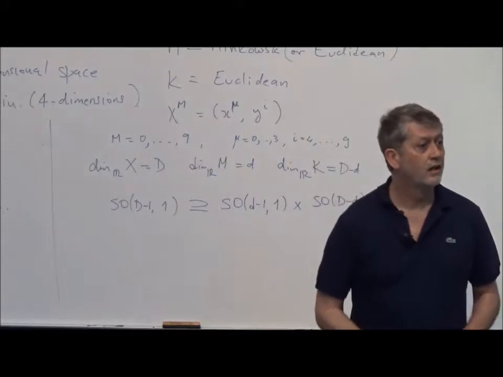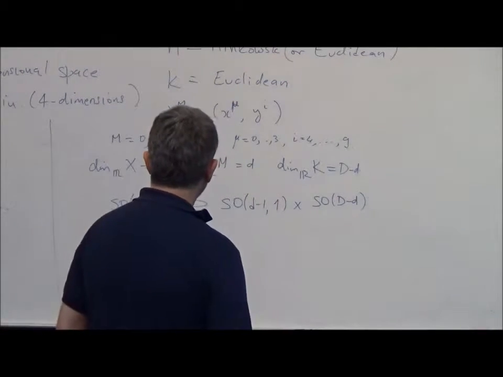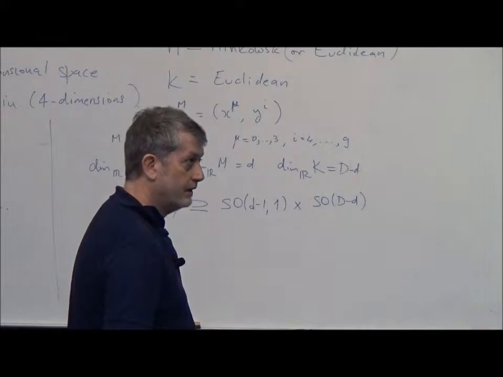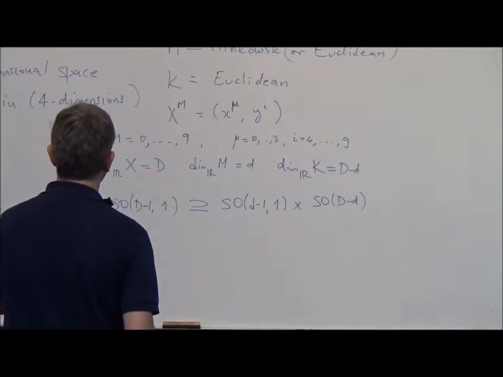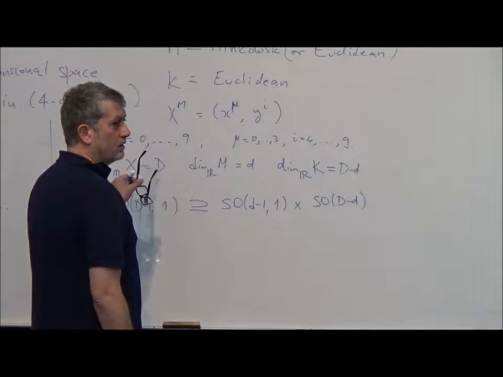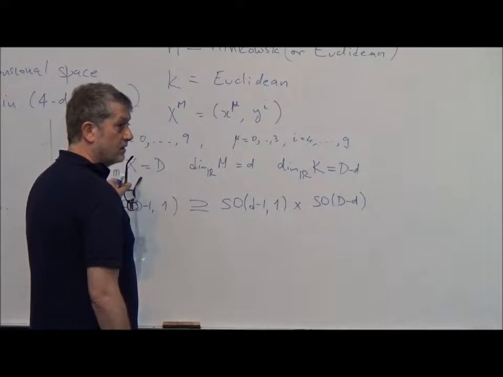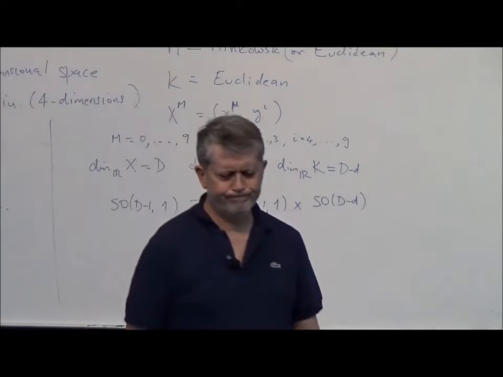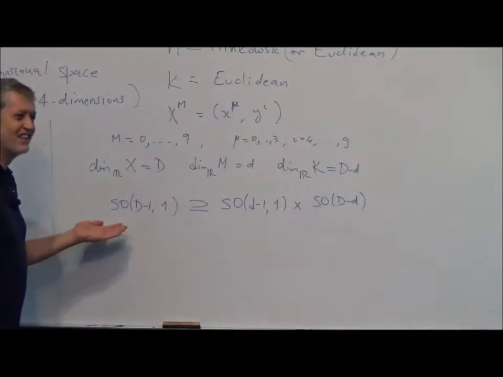So it's not SO(D minus 1, 1). It's a symmetry of D-dimensional Minkowski space. But our D-dimensional space is not Minkowski space. It's required that this subgroup be a subgroup of SO(D minus 1, 1). This one here? Yeah, this is not Minkowski space. No, but, yeah, okay. Locally, it's like this.